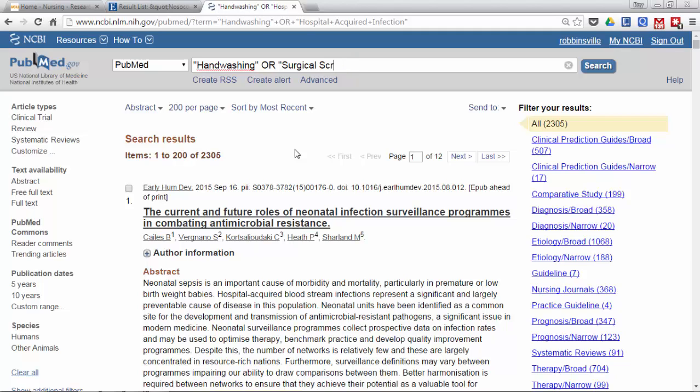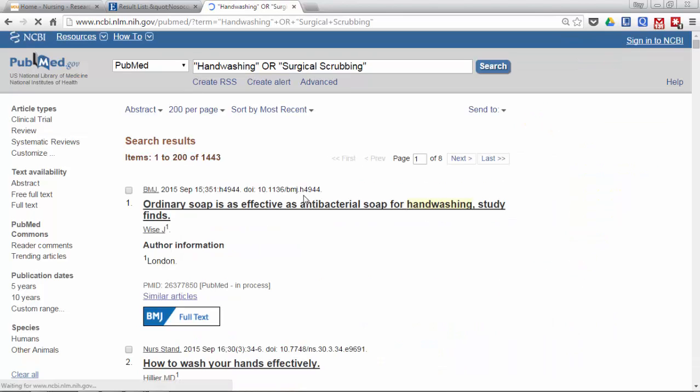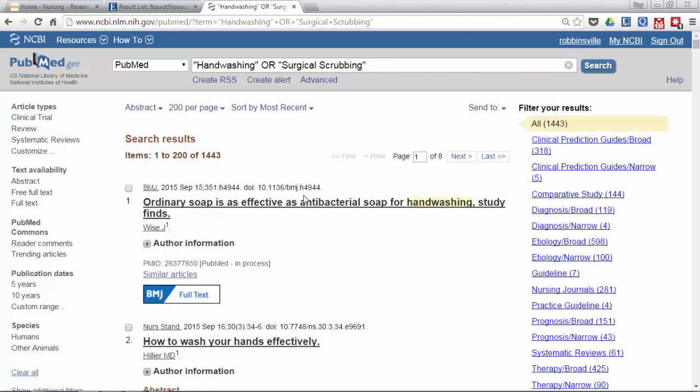What will happen when I do this is I will broaden my net and therefore get more articles that talk about hand washing or surgical scrubbing. Therefore, when I go to combine those with another term such as hospital-acquired infections, I'll be ensured of getting more articles that are related to my topic or that answer my question.